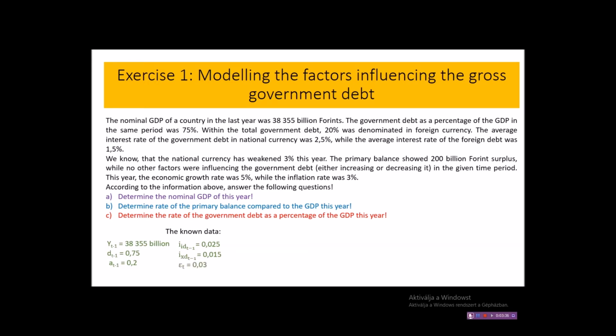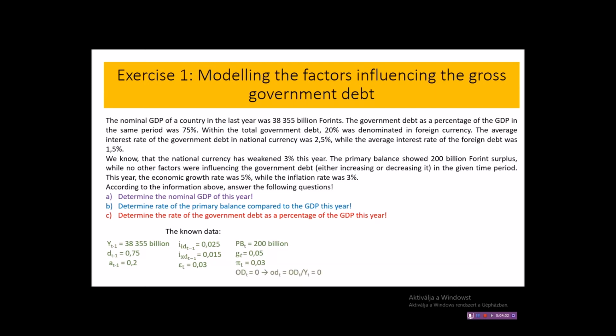The national currency has weakened 3%. This is epsilon t, which is 0.03. The primary balance of this year will be marked by pb t, which is 200 billion forints. g refers to the economic growth rate, which was this year 5% or 0.05, and p will refer to the inflation rate, which was 3% or 0.03.